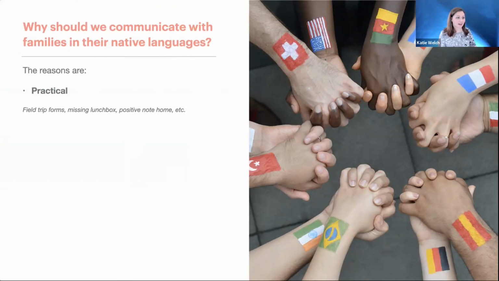One of the reasons is practical. There are field trip forms and missing lunch boxes and all sorts of things that happen throughout a school day that are just low stakes things, right? A lot of times school districts are equipped for supplying human translators for high stakes things, IEP meetings or other formal documents that are going to go out from the school district, often translated at least into one or two languages that are predominant in the district, right?